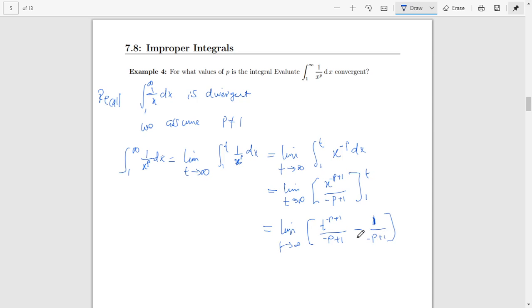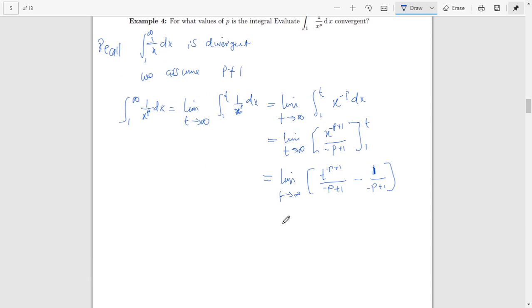I can actually combine these together. If I do, I'll get that this is equal to the limit as t goes towards infinity of t to the minus p plus 1 minus 1, divided by 1 minus p. It doesn't really matter. So now, how do I find this limit?